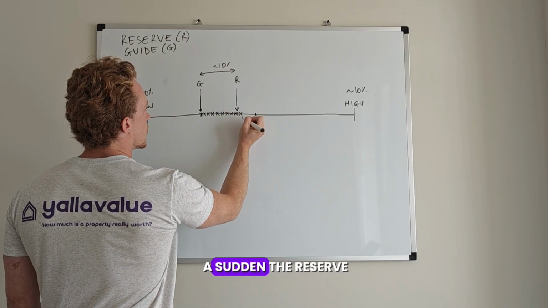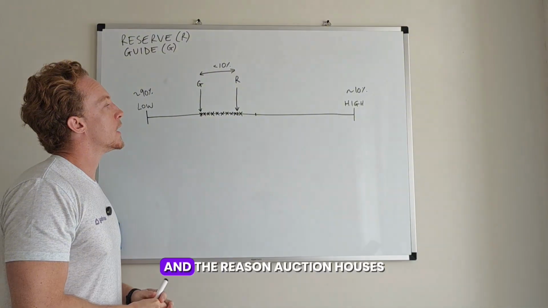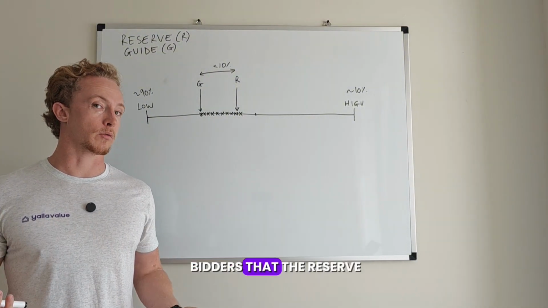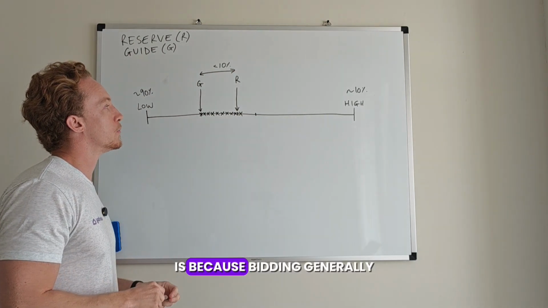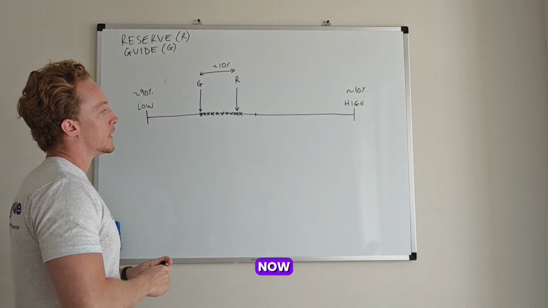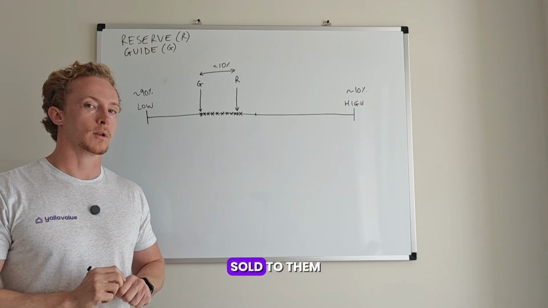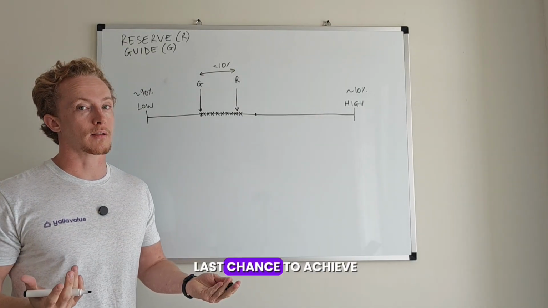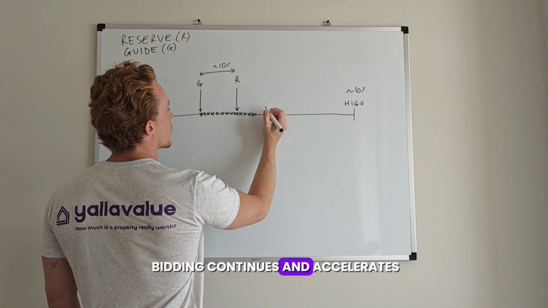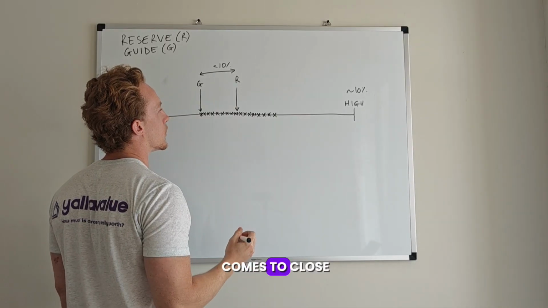So the bidding continues. And then all of a sudden, the reserve has been met. So this will be known to all of the bidders. And the reason auction houses tend to tell the bidders that the reserve has been met is because bidding generally accelerates once bidders know this. And the reason for this is now every bidder knows that if they're the highest bidder, the property will be sold to them. So it's their last chance to achieve it, basically. So let's say the bidding continues and accelerates and excitement builds, and then the auction comes to a close.